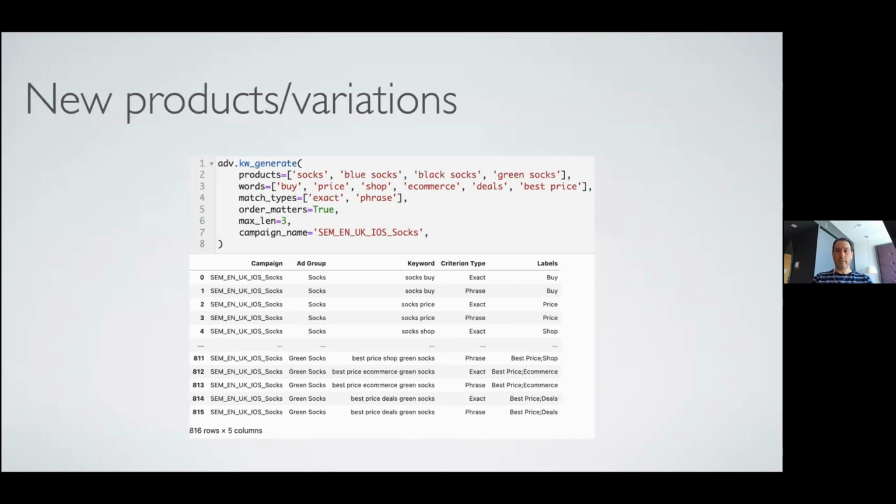So let's say we also get a call and we learned that we have new products. So the website doesn't only sell socks, we now sell blue socks, black socks, and green socks. So again, it's the same amount of time. We run the function, we hit enter, we get the new configuration. Now, as I mentioned at the beginning, every one of these products will have its own ad group. So green socks is a different ad group, socks, black socks, and so on. So now we have an expanded campaign with expanded keywords.